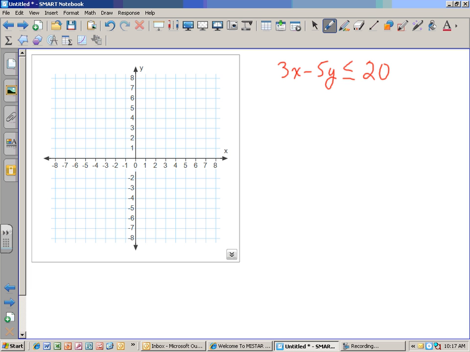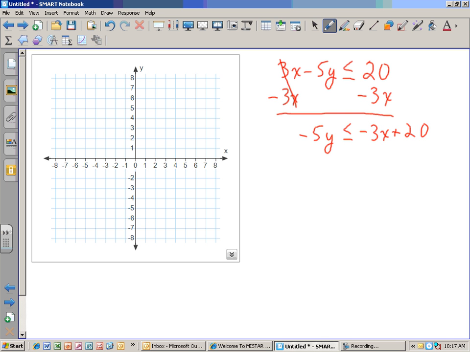Okay? Well, I've got all the things to the left of there, so what I'm going to do is subtract 3x from both sides of the equation to put it in slope-intercept form. You know how to do that. What I'm left with is negative 5y less than or equal to negative 3x plus 20. And I put the x first so I could put it in the slope-intercept form.